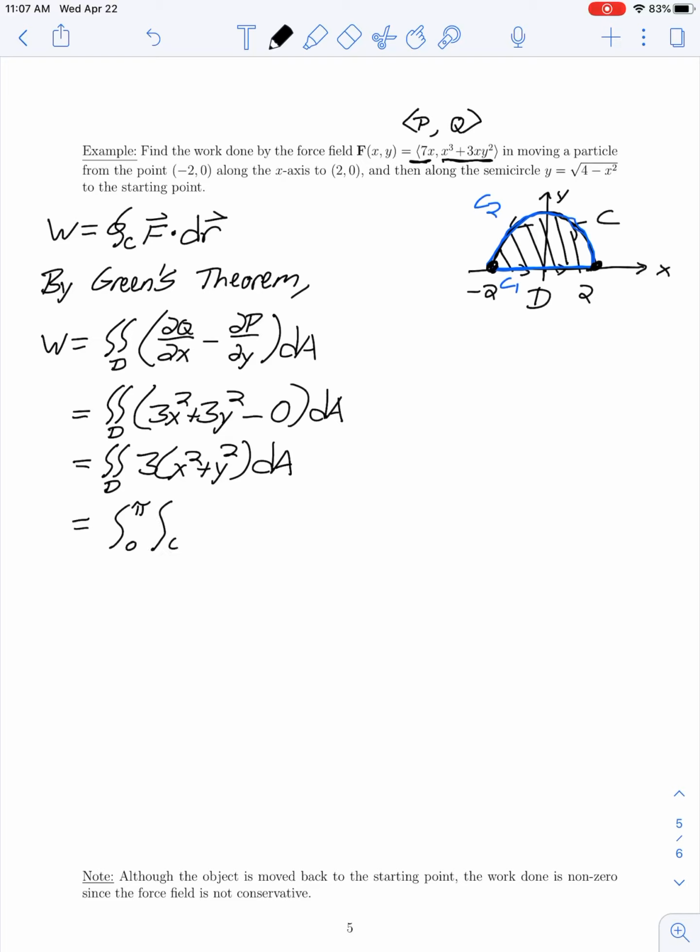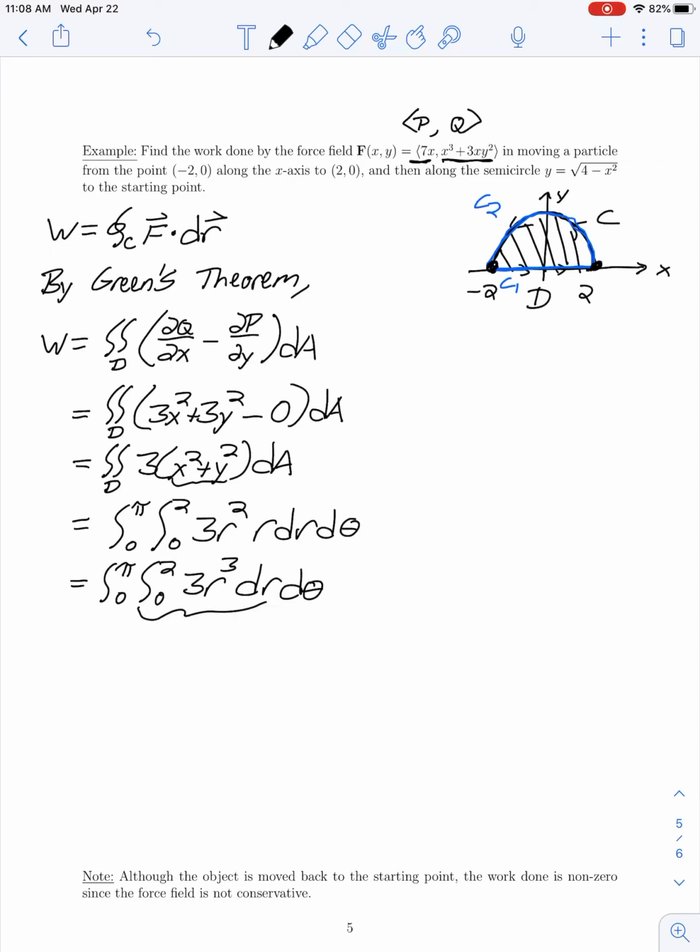Then our inner integral with respect to r, well, this was a disk of radius 2, so r could range from 0 to 2. Then the function that we're integrating was 3 times x squared plus y squared, which in polar coordinates is r squared. And then the differential of area, dA, is given by r dr d theta. So we have the integral from 0 to pi and 0 to 2 of 3r cubed dr d theta.